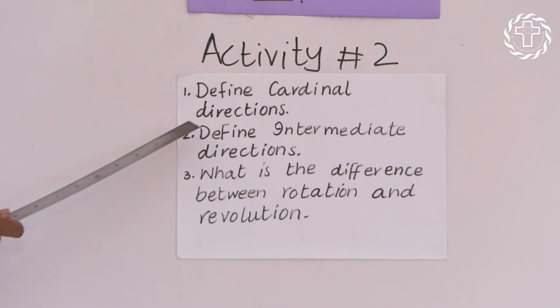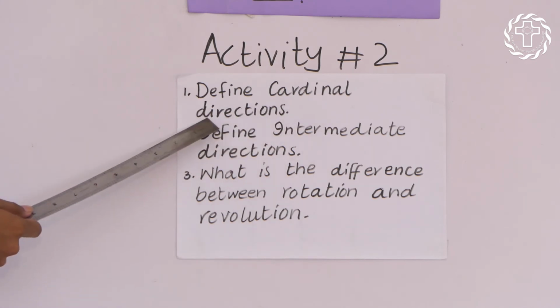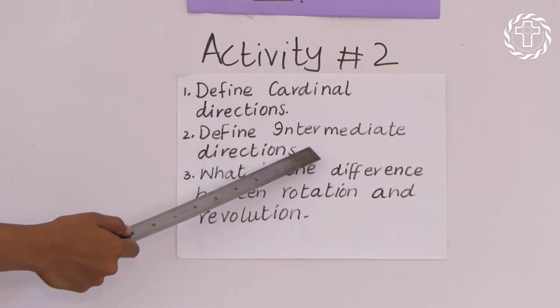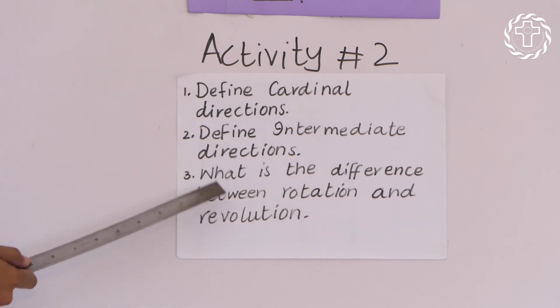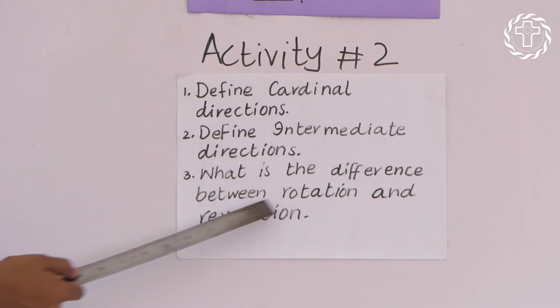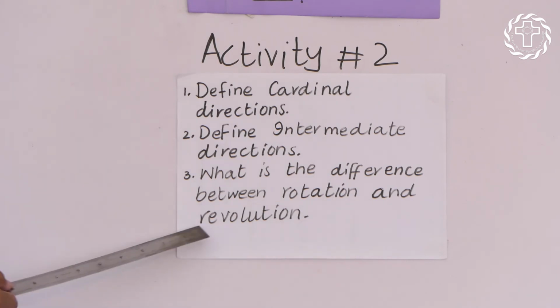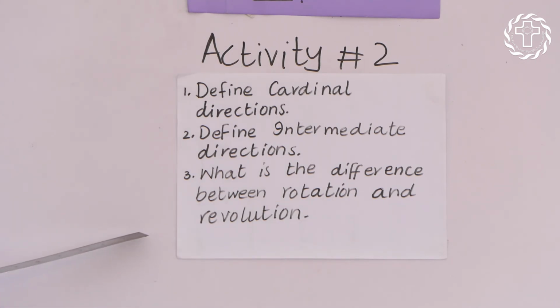Activity number 2. Define cardinal directions. Define intermediate directions. What is the difference between rotation and revolution? Copy these questions in your notebook and answer them.